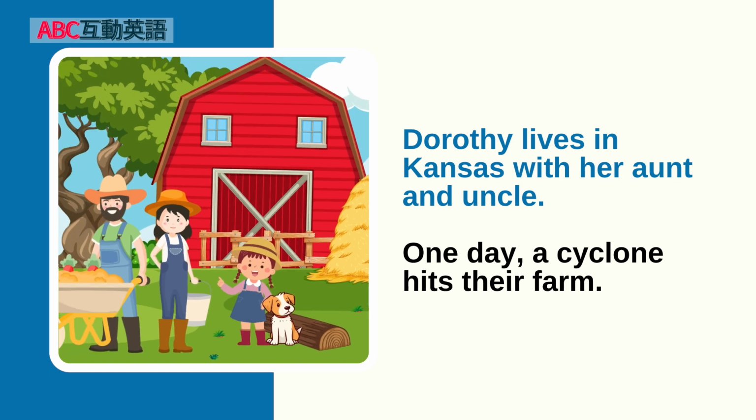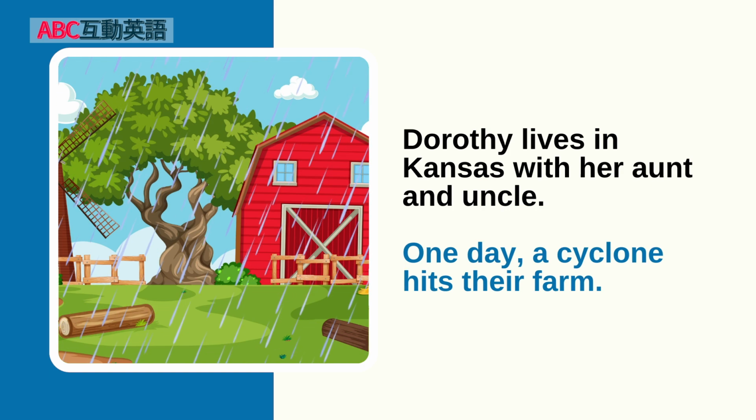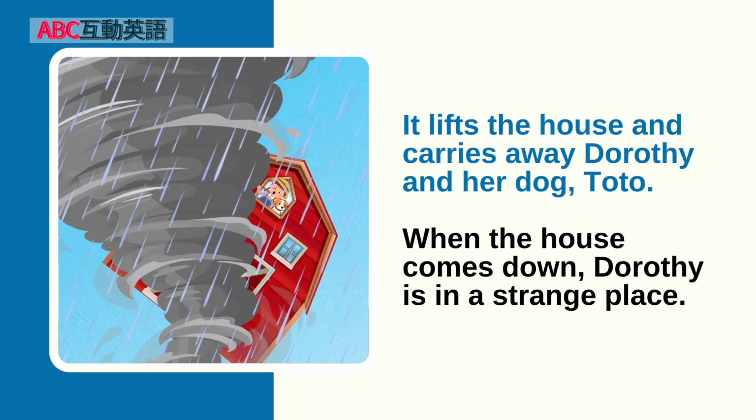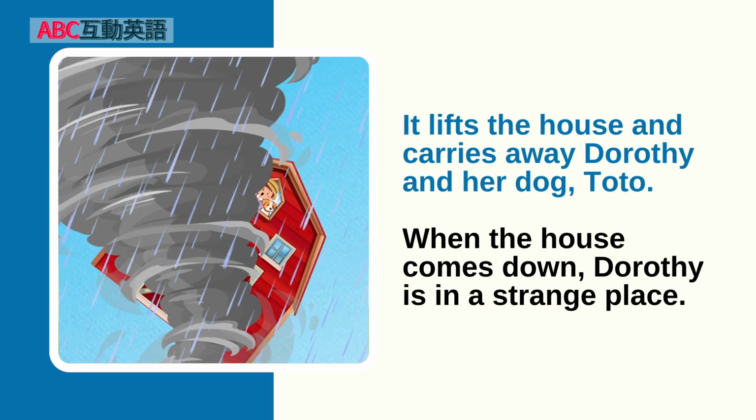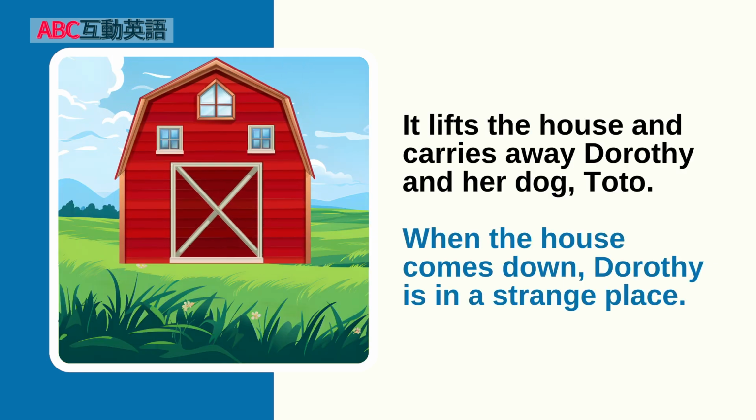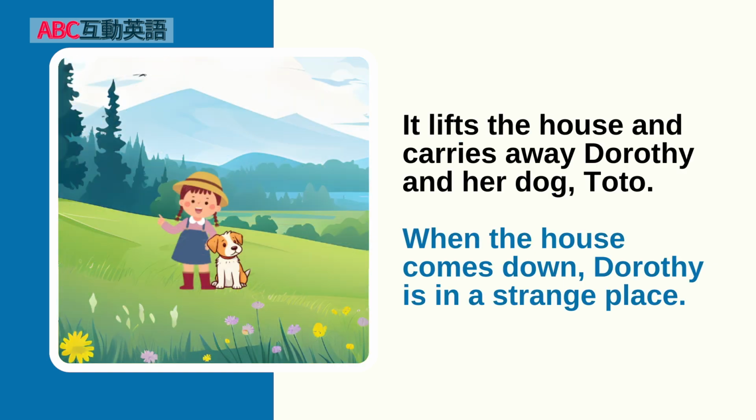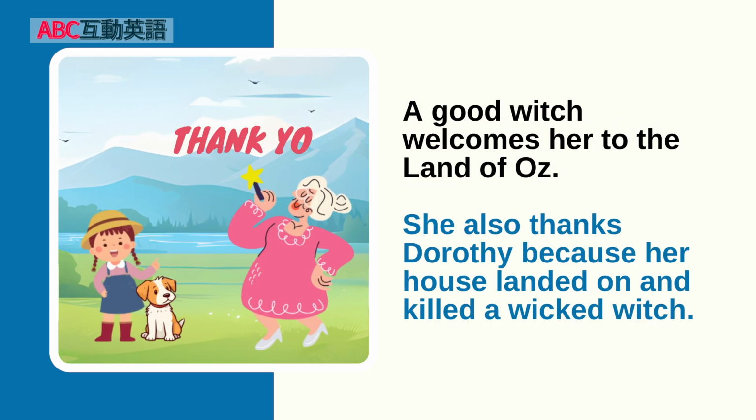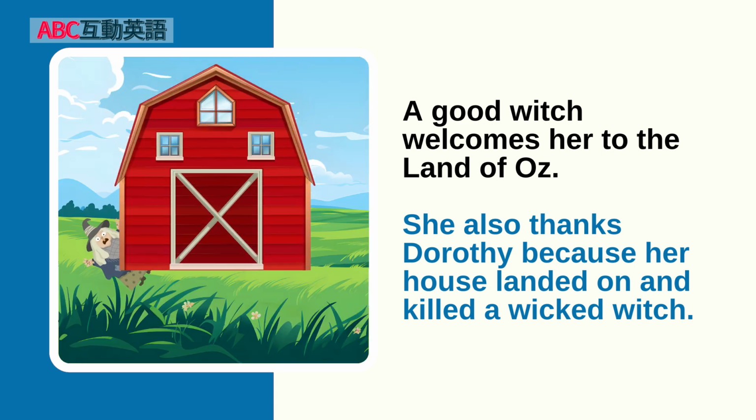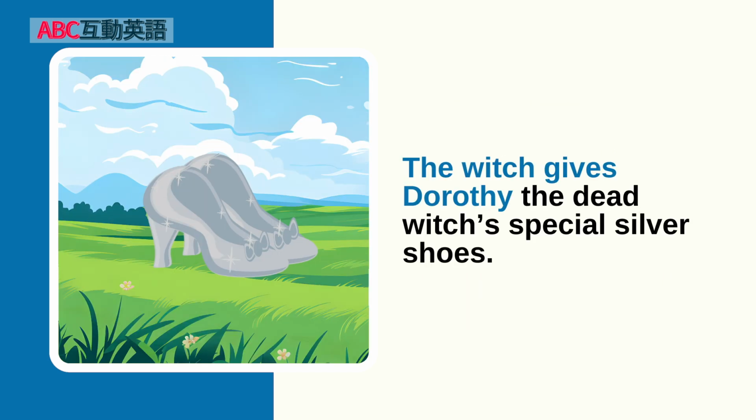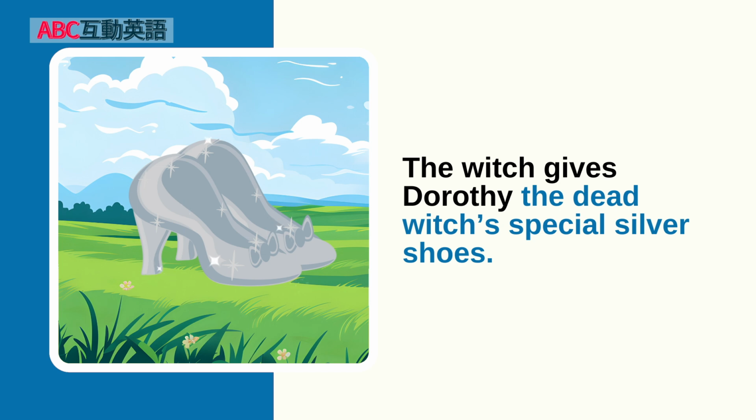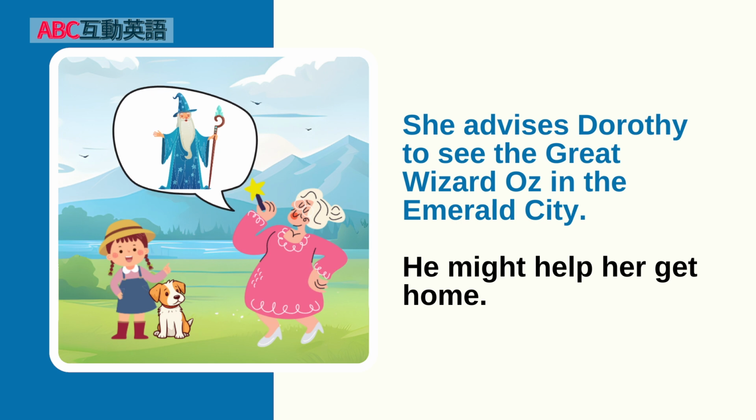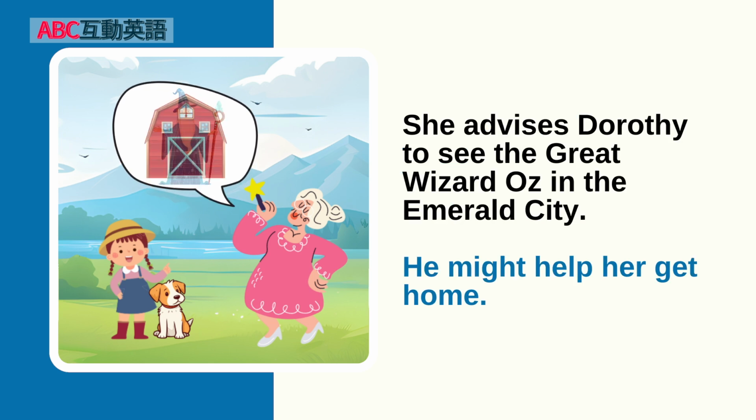Dorothy lives in Kansas with her aunt and uncle. One day, a cyclone hits their farm. It lifts the house and carries away Dorothy and her dog Toto. When the house comes down, Dorothy is in a strange place. A good witch welcomes her to the land of Oz. She also thanks Dorothy because her house landed on and killed a wicked witch. The witch gives Dorothy the dead witch's special silver shoes. She advises Dorothy to see the great wizard Oz in the Emerald City. He might help her get home.